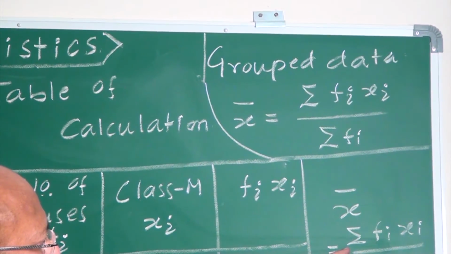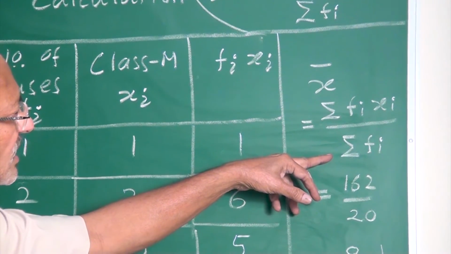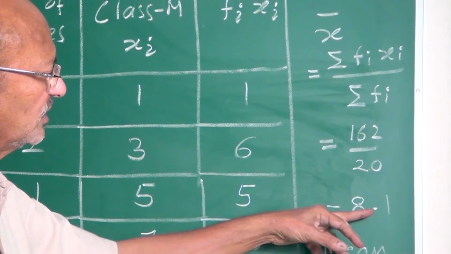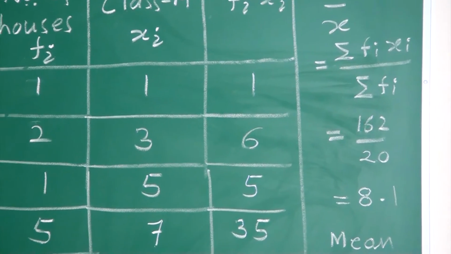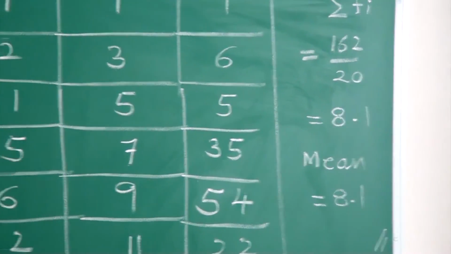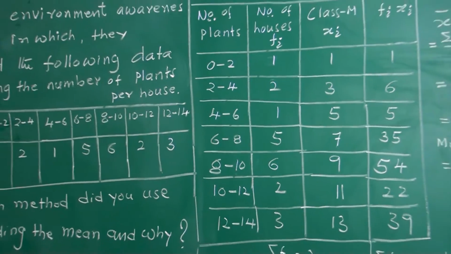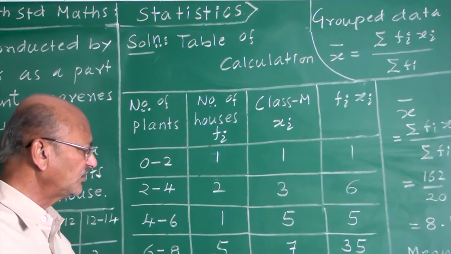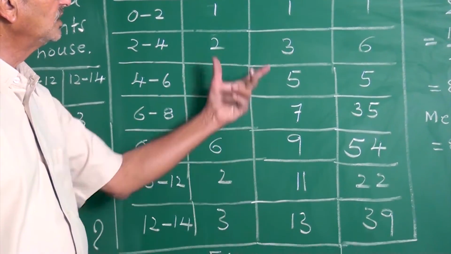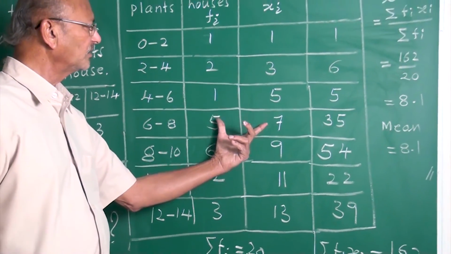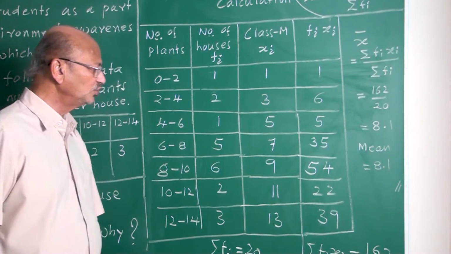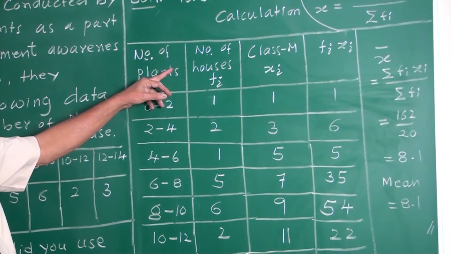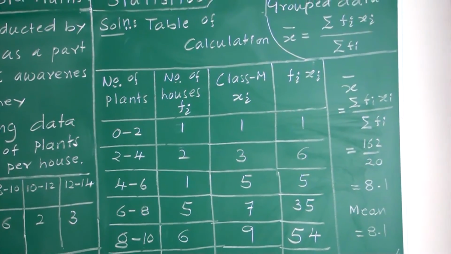X bar is summation fi xi upon summation fi. This value is 162 upon 20. If you divide, you get 8.1. So the mean of this frequency distribution is 8.1. In this case, the numerical values of xi are very small and the product is simple. Therefore, we used the direct method in finding x bar.